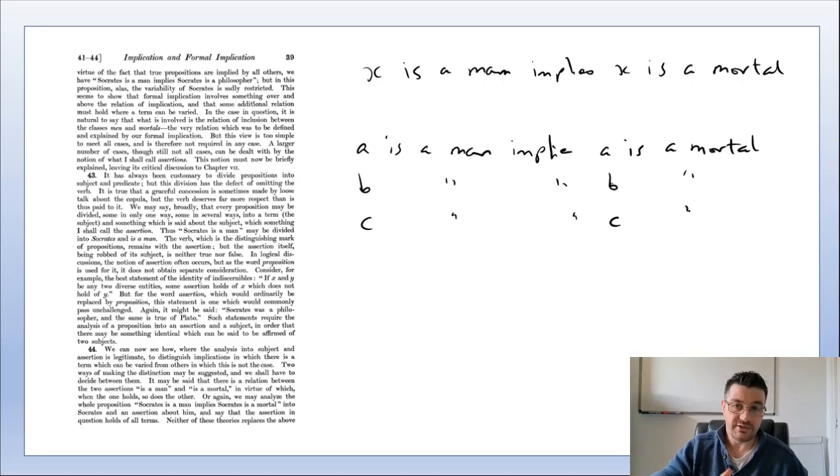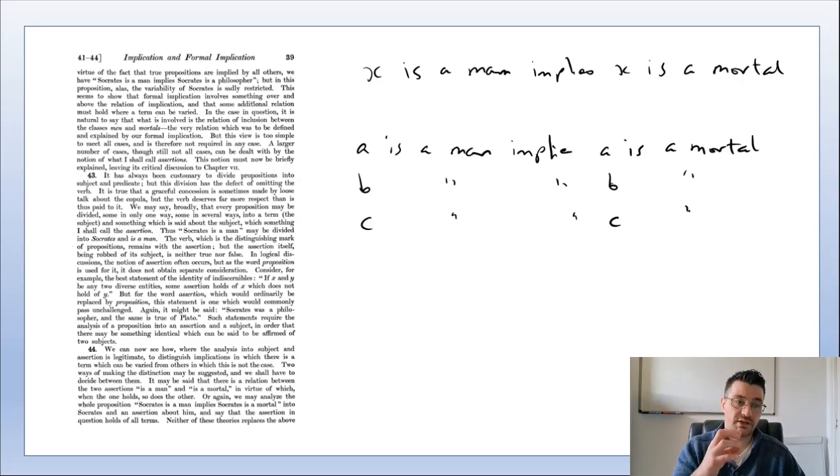We can change Socrates to any term that we want, and the implication will be true. Whereas in "Socrates is a man implies Socrates is a philosopher," this is not always true, even though there are very many formal similarities between "Socrates is a man implies Socrates is mortal" and "Socrates is a man implies Socrates is a philosopher."